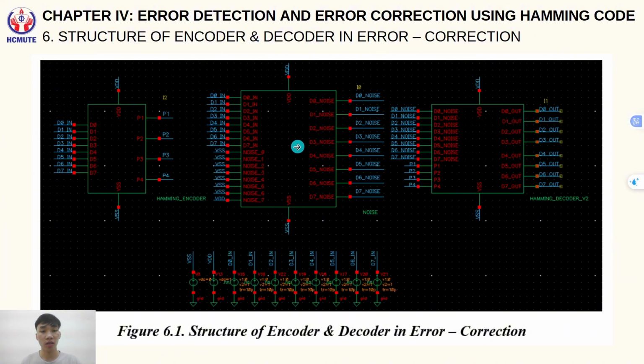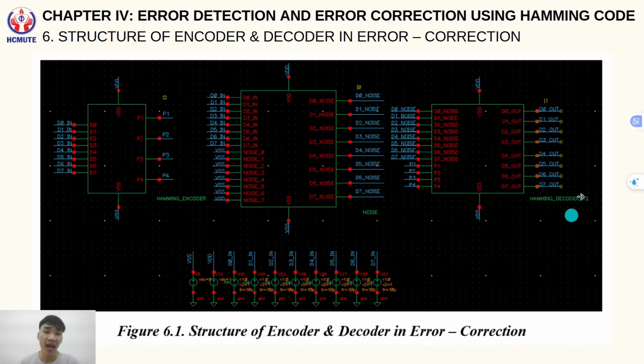The second module is the noise block, meaning an unreliable transmission channel. This block emulates transmission noise. In simulation, the noise block is configured to corrupt one bit within the 8-bit data section of the 12-bit transmission frame. The noise block is not a part of the Hamming code. It is only used to validate the system's error correction capability.